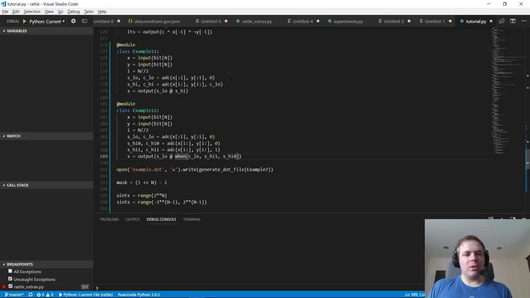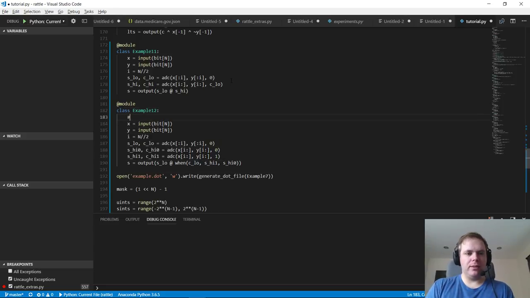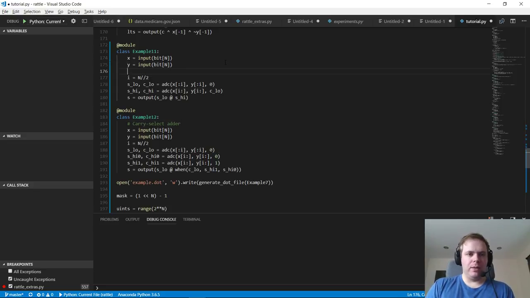Of course, you could terminate early and use a specialized structure near the leaves, but you could go all the way to single bits if you wanted to, just to illustrate it. And if you do that, it's called a conditional sum adder. So let me just write this here. This is a carry select adder. I'll call this recursive ripple carry.